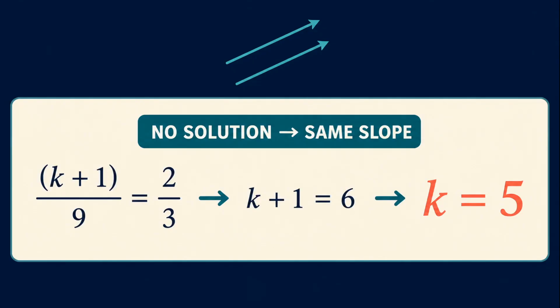Parallel lines have the same slope, so set the slopes equal. (k plus 1) over 9 equals 2/3. Multiply by 9. k plus 1 equals 6. Therefore k equals 5. Notice what we did not do. We did not solve for x and y because the question tells us there is no shared x and y pair. We used the geometry of that missing pair to solve directly for the parameter.